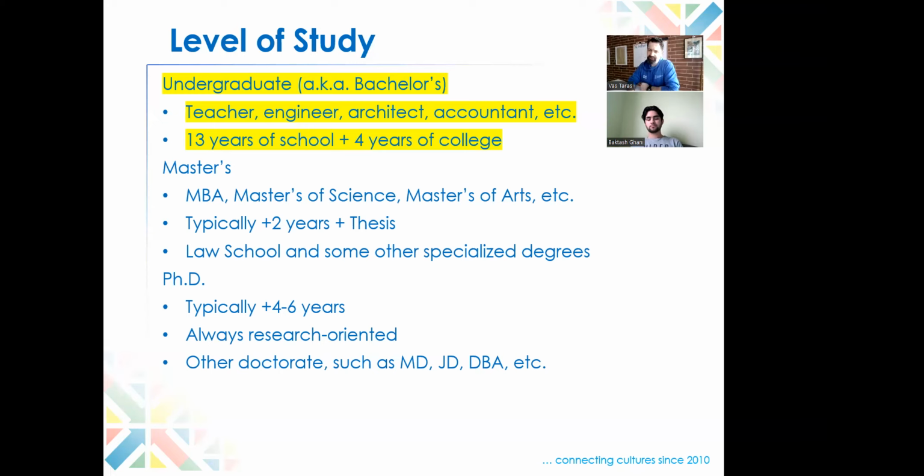And then there are some other specialized doctorate degrees, such as MD, medical doctors. So that's not a PhD. It's not in science. There is no word philosophy, Greek science, but it's a doctorate in medicine. Or JD, juris doctor, doctor of jurisprudence, so basically in law. Or there is a DBA, Doctor of Business Administration. So it's in business, but it's not PhD in management or business, it's a doctorate in business administration. So it's more practice oriented.